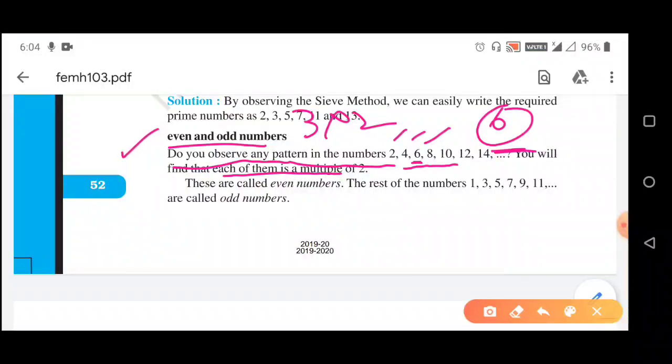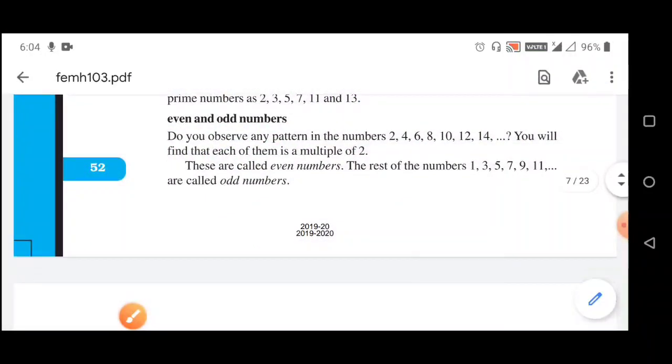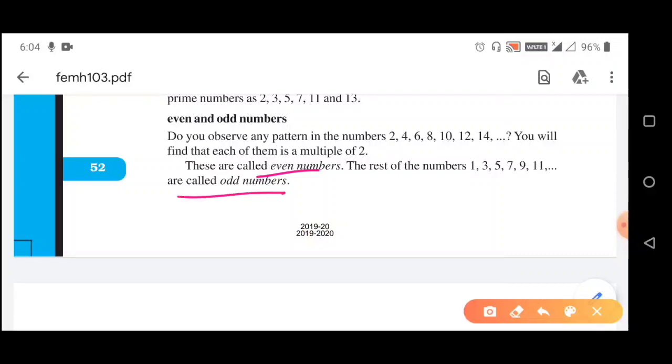So if the numbers are multiples of 2, then these numbers are called even numbers, and the rest of the numbers which are not multiples of 2 are called odd numbers. All of you know what even numbers and odd numbers are.